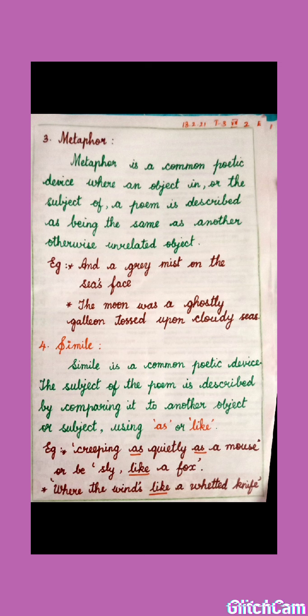Tossed upon the cloudy seas. The cloud is compared to the seas, and the moon is compared to the ghostly galleon, that is the multi-decked ship. Which one is compared? The moon is compared, and it is tossed upon the cloudy seas. So the cloud is compared like the seas.